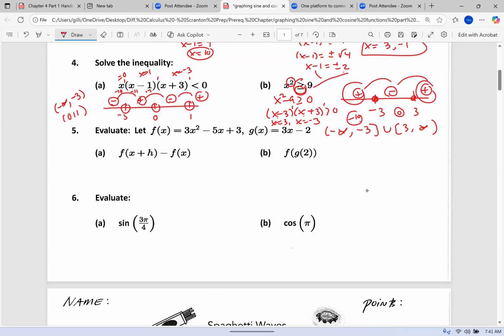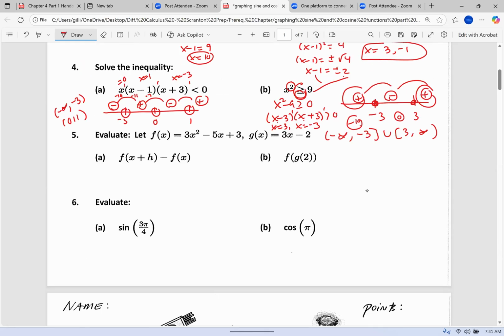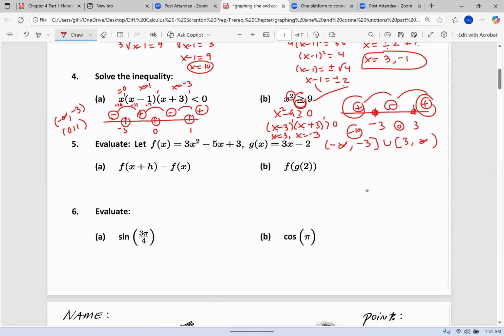And number 5, function evaluation. I probably should have put this on a separate page, right? So I'm going to replace x with x plus h. We've been doing this quite a bit, but this is building toward later in the year. I'm just going to replace x with that. But some of you on your last exam or quiz forgot to distribute the minus sign through this function. So when you have minus f of x, that means everything here has to change to its opposite sign.